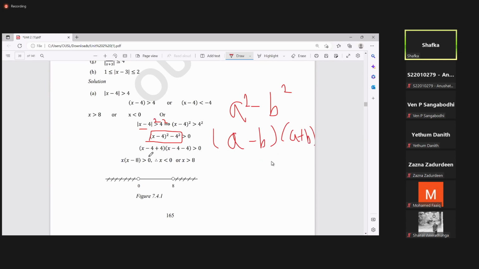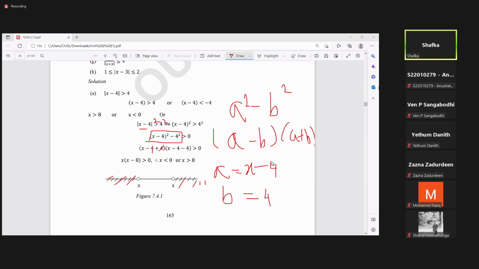So that's what we have used here. Our A is equal to x minus 4 and B is equal to 4. A plus B and A minus B. Then these two will be cancelled off, giving x times x minus 8. Now the factors are x and x minus 8, and the product is greater than 0. The critical points are 0 and 8. This is positive, so these two sides.